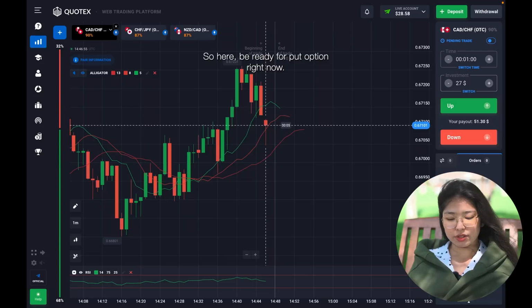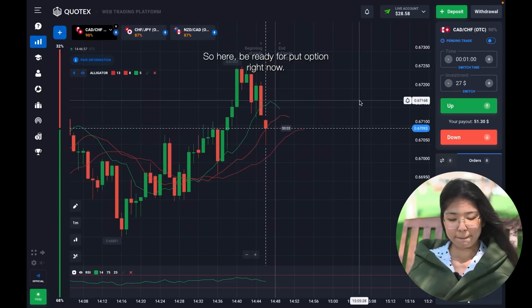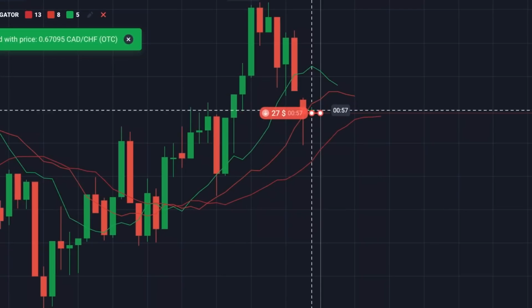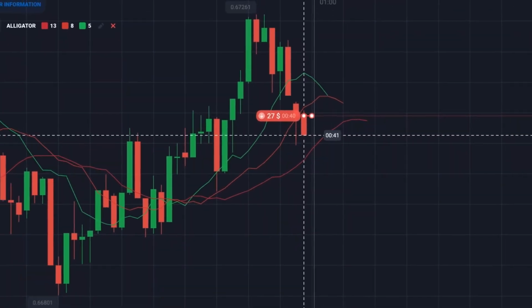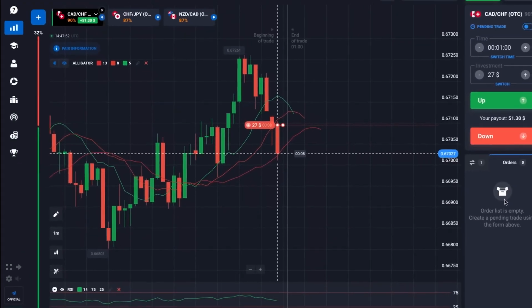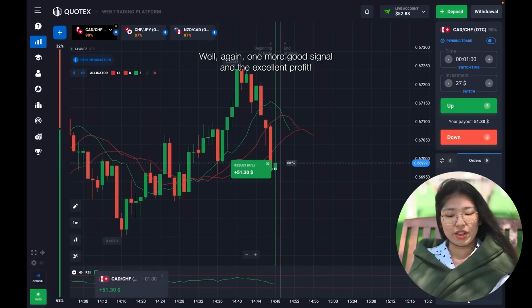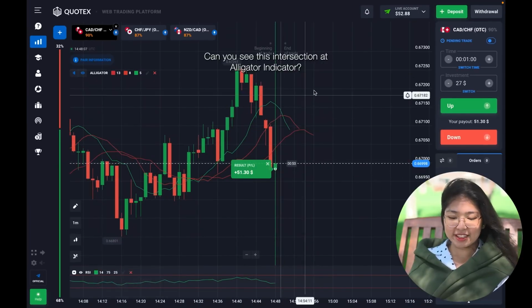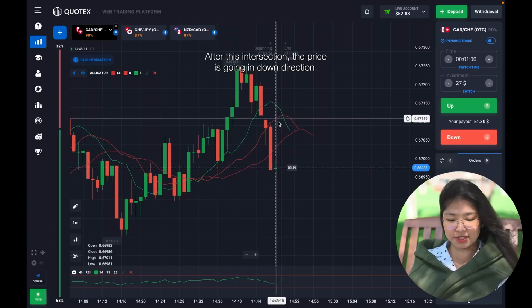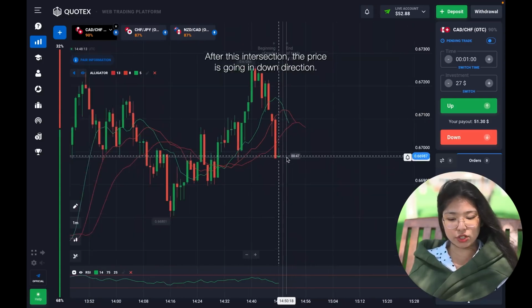So here, be ready for a put option right now. Well, again one more good signal and excellent profit. And can you see this intersection of the alligator indicator? After this intersection, the price is going in a downward direction, guys.